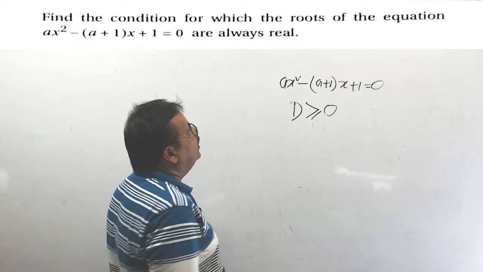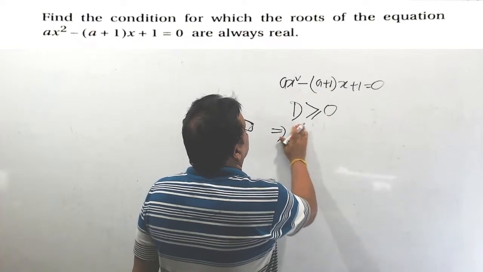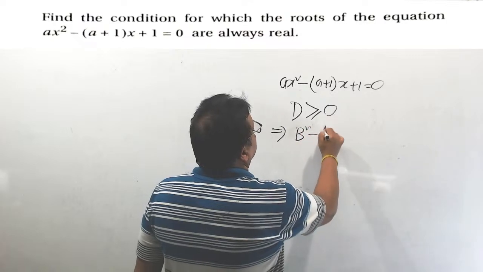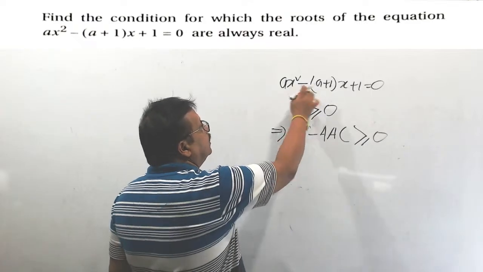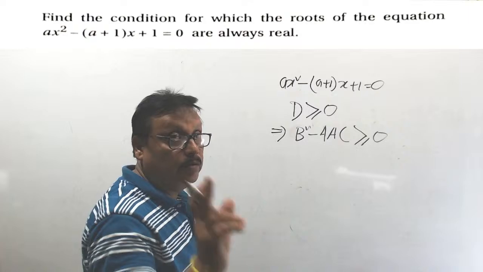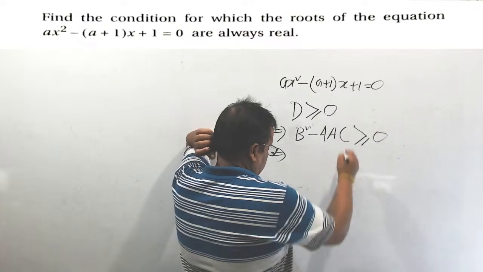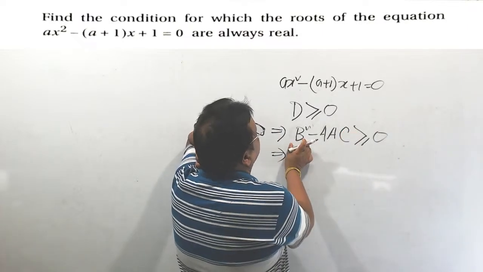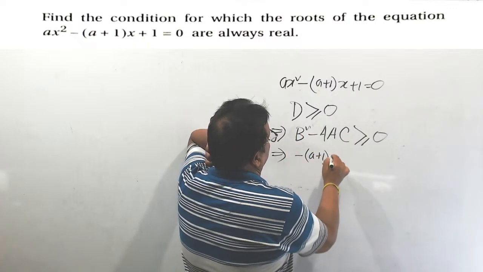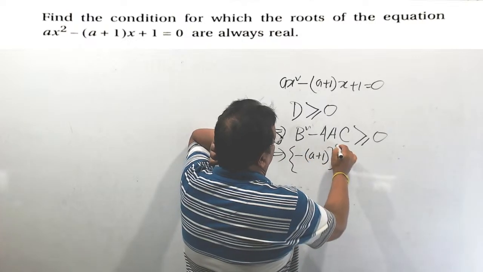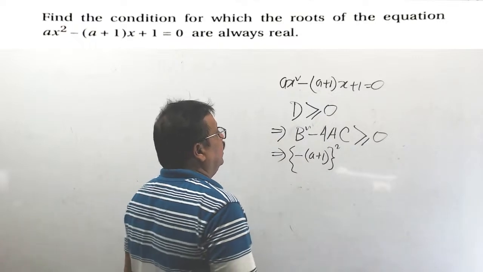Understood? Now, D means what? D means b square minus 4ac. Why did I write it in capital? Because a is small here already in the question. To remember this, D is b square minus 4ac. What is b here? b is minus (a plus 1), so b square is (a plus 1) whole square. Understood? With minus you will write it. Don't forget.